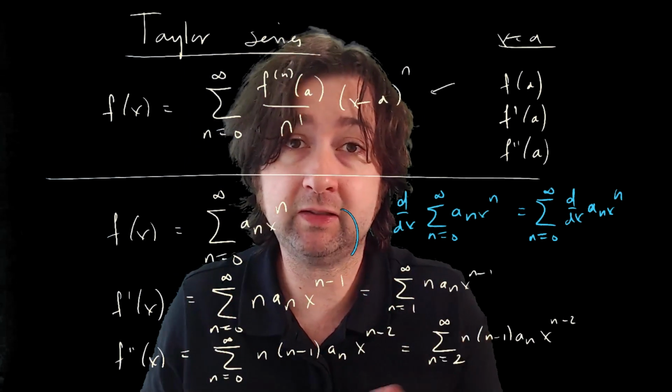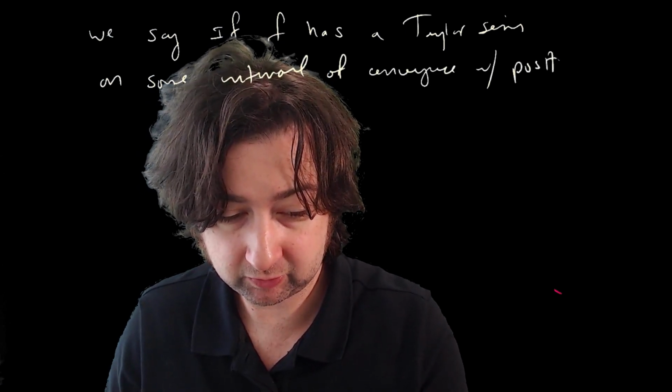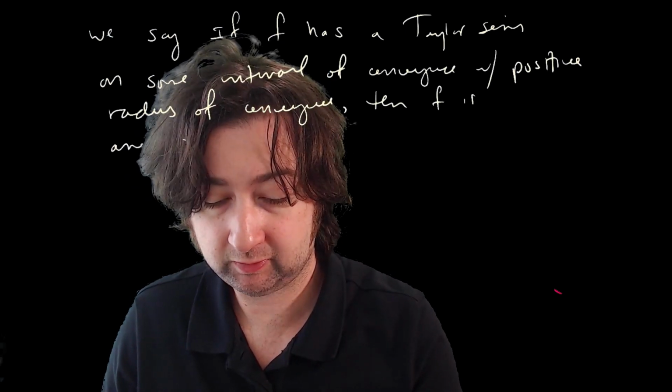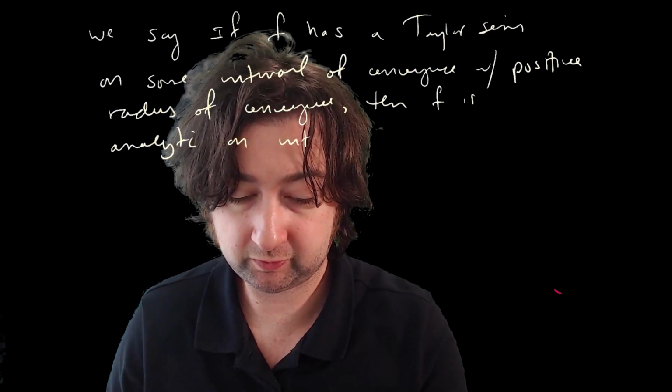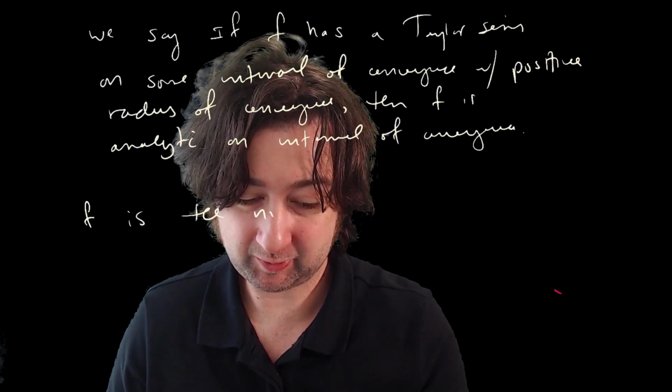Those functions are so nice they have their own name. So we say if f has a Taylor series on some interval of convergence with a positive radius of convergence, then f is analytic on the interval of convergence. And that means that f really is the nicest possible function.